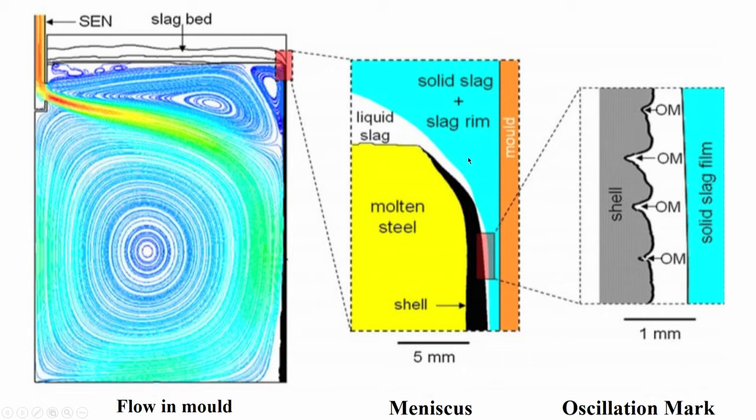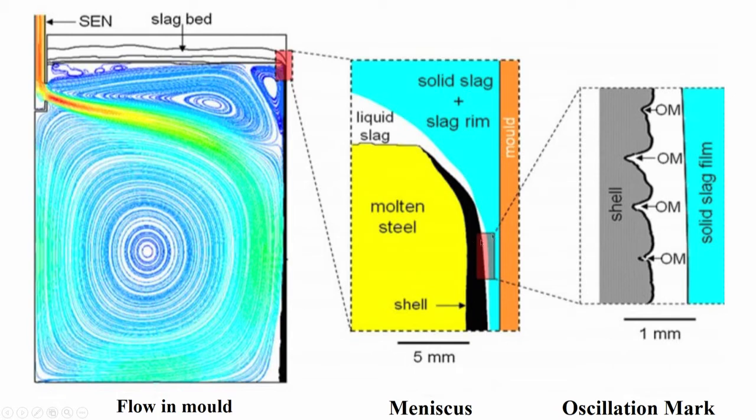So, in contact with the mold you have a solid slag rim, then you have liquid slag. Then in between the liquid slag and molten steel, this black area is basically a solidified shell. The yellow colored material is molten steel. Naturally, heat is being extracted horizontally by the mold, which is getting cooled by water. The copper mold, cooled with water, will extract heat from the molten steel. In the process, in contact with the mold, you first have a solid slag, then a liquid slag, then a solid shell, and finally molten steel as you go away from the mold surface.